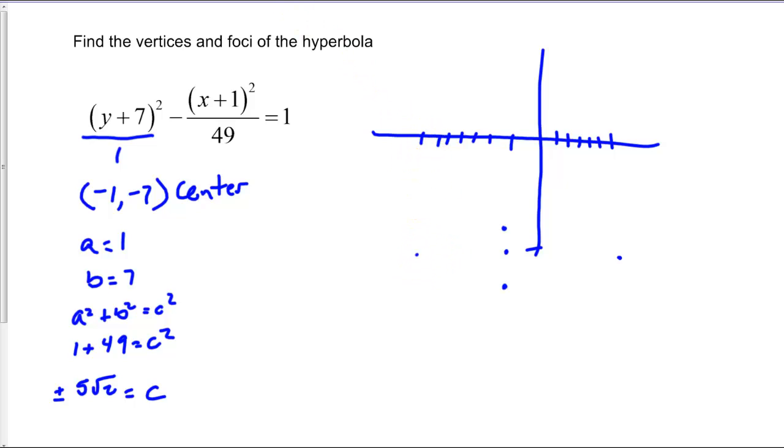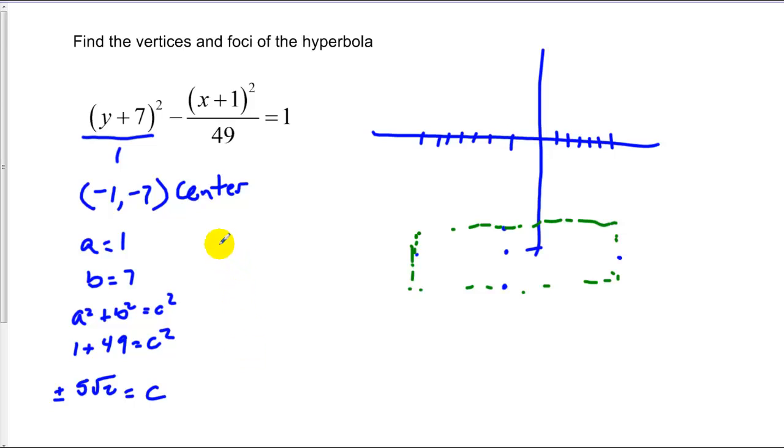Once I'm done with that, I'm going to draw that little rectangle. I don't really have to do this, but I'm showing you how I'd sketch this out. From here I can identify some vertices. My vertices are going to be up and down.